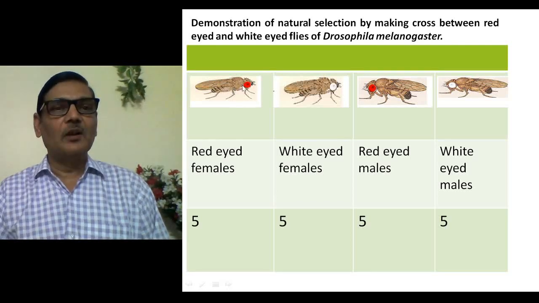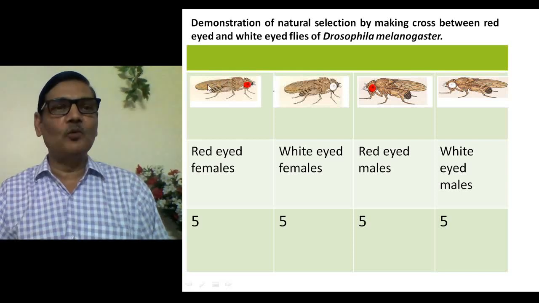So what we take is actually virgin flies. Like we take red-eyed females. These are collected when they come out from the pupal case. So red-eyed females are collected. Then white-eyed females are collected from culture bottles. We actually have these two different kinds of flies being reared in the laboratory.